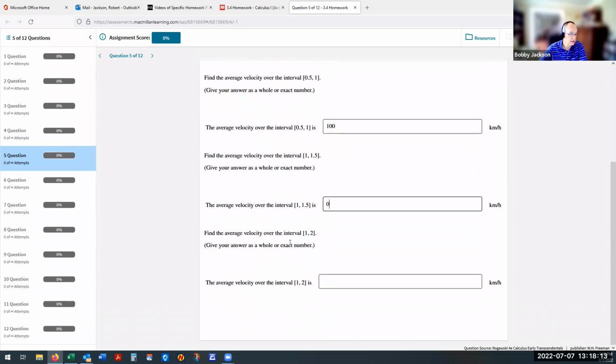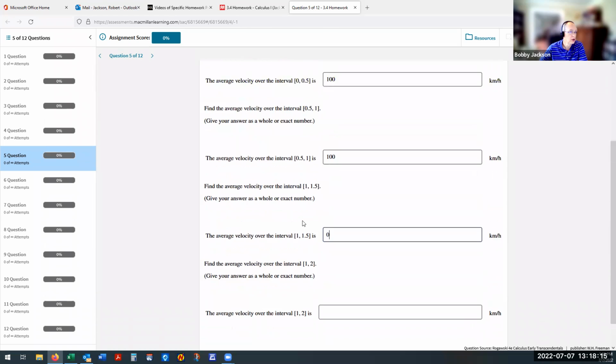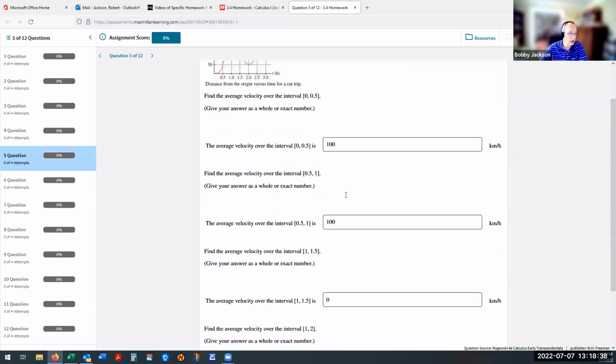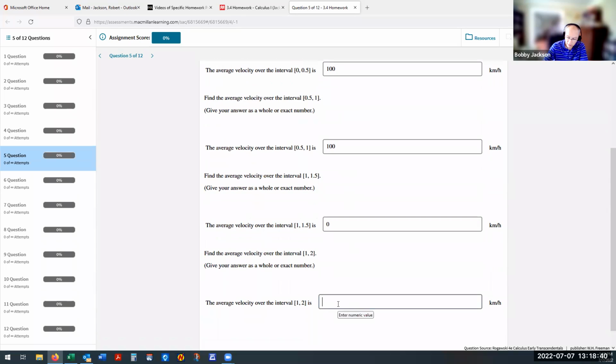Down here, they want the average velocity from 1 to 2. Well, if I go from 1 to 2, at 1 hour I'm 100 kilometers out. At 2 hours, I'm 50 kilometers. Well, 50 minus 100 is negative 50, divided by what? A total time of 1 hour, from 1 to 2 hours. 2 minus 1 is 1. So I'm going to have negative 50 divided by 1, which is negative 50.